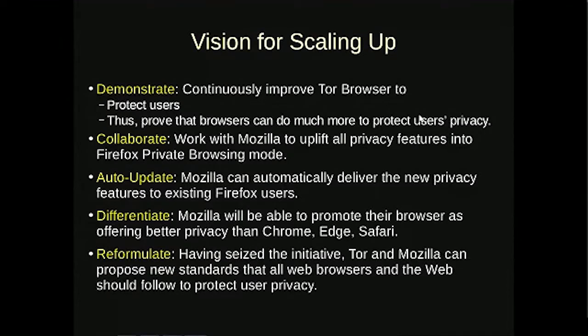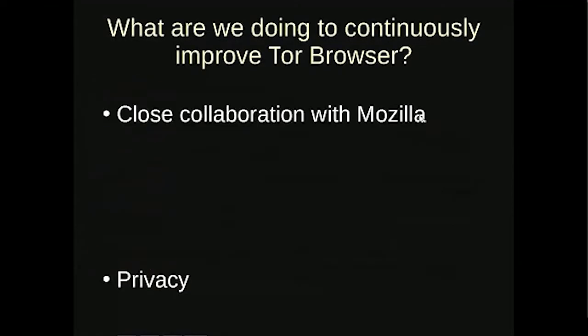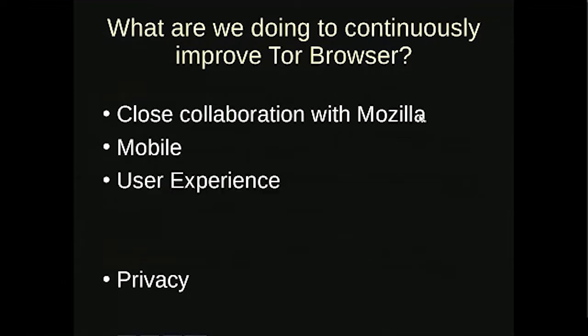And so I hope that having seized this opportunity of improving privacy, Tor and Mozilla can propose new standards that all web browsers and the web should follow to protect user privacy, so it becomes the norm. So what are we doing to continuously improve Tor Browser? We're working closely with Mozilla on many kinds of patches. We're going to start a project to make mobile Tor Browser as fully featured as desktop Tor Browser. We're working on user experience, performance, security, and of course, we continue to work on privacy.